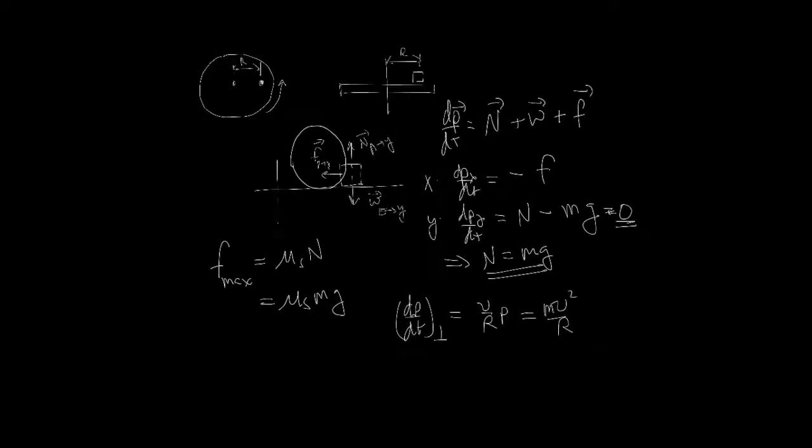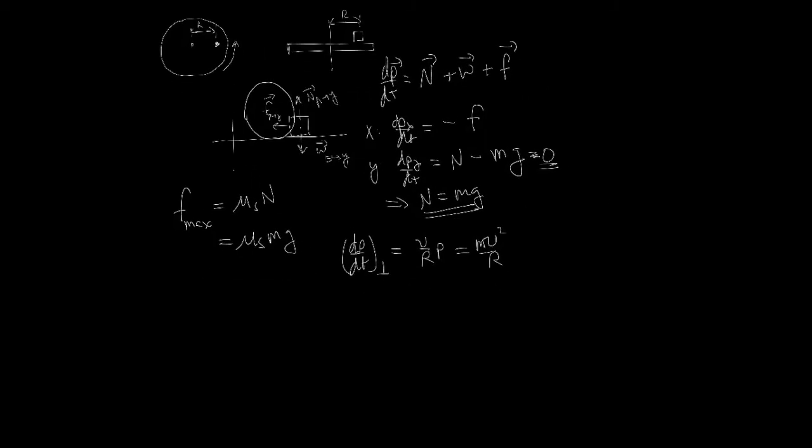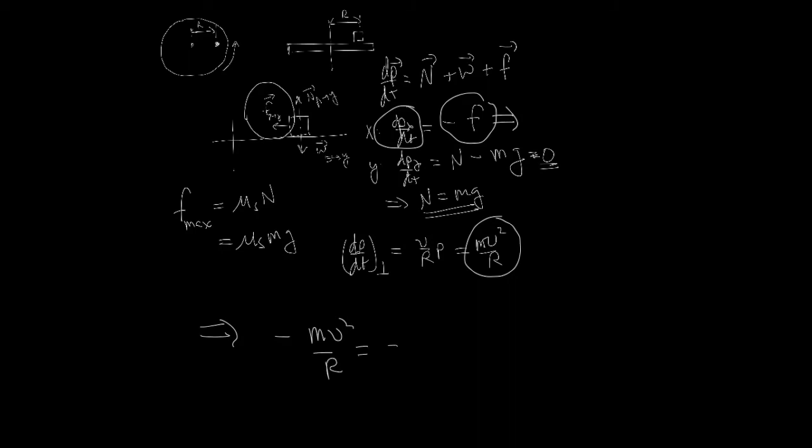So once again, I want to scrunch these things up a little bit and get them out of my way. But I want to finish off this guy by pointing out that dpx/dt is going to be minus mv squared over r, since it points in the minus x direction. That's going to be equal to minus the frictional force. So let's write that out. Minus mv squared over r is equal to minus the frictional force. This is the x component of dp/dt.